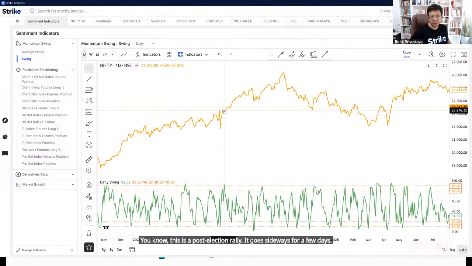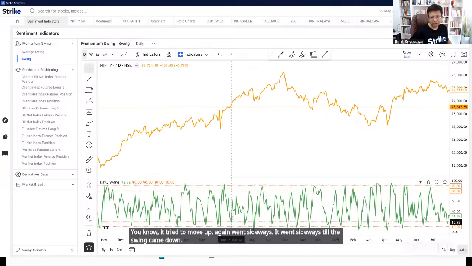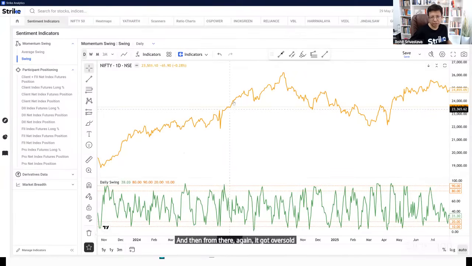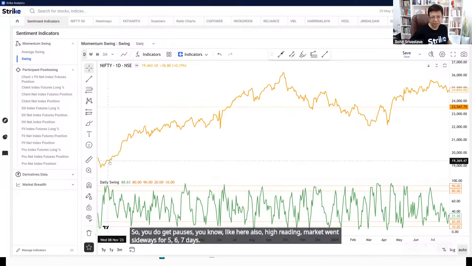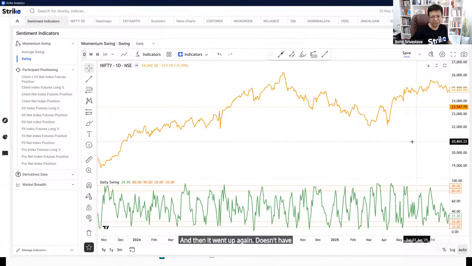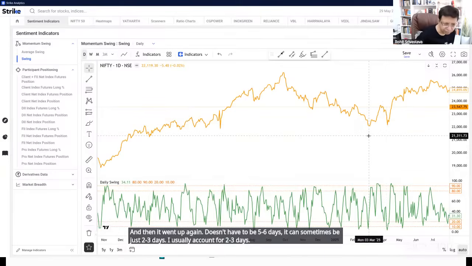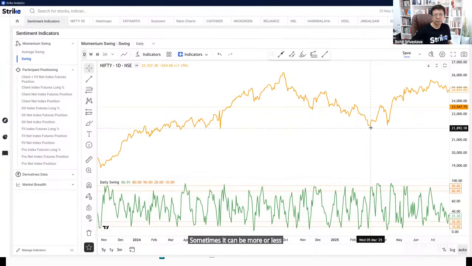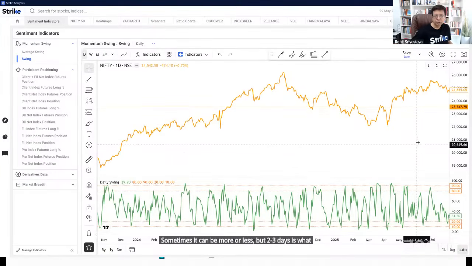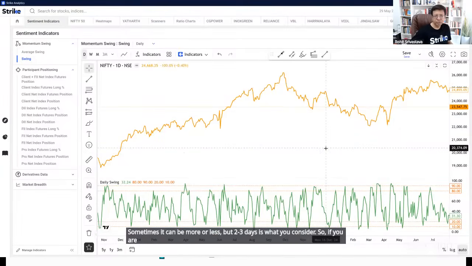You know, it tried to move up, again went sideways. It went sideways till the swing came down, and then from there again it got oversold and the market rallied further. So you do get pauses, like here also high reading, market went sideways for 5, 6, 7 days, and then it went up again. It doesn't have to be 5, 6 days. It can sometimes be just 2, 3 days. I usually account for 2, 3 days. Sometimes it can be more or less, but 2, 3 days is what you consider. So if you're in the direction of the trend, you'll only get consolidation from an overbought reading.